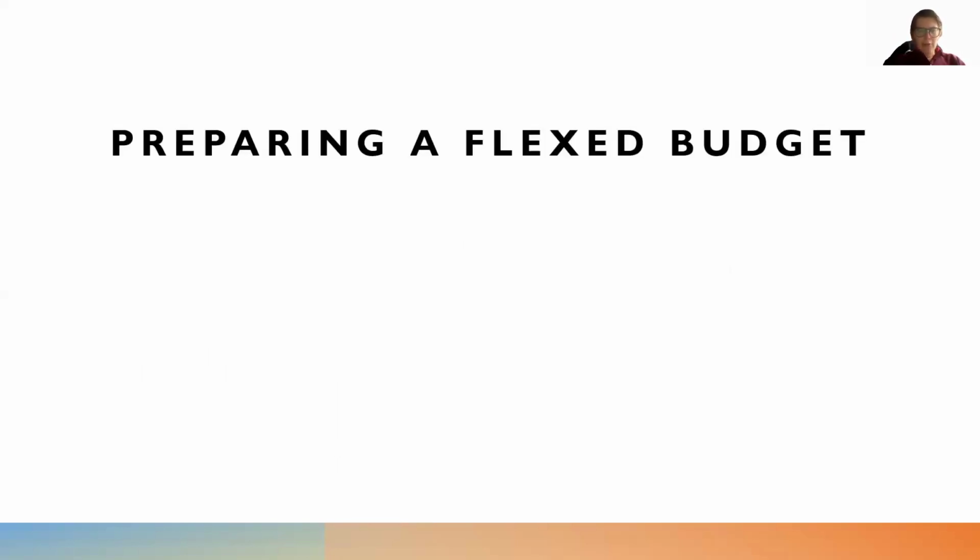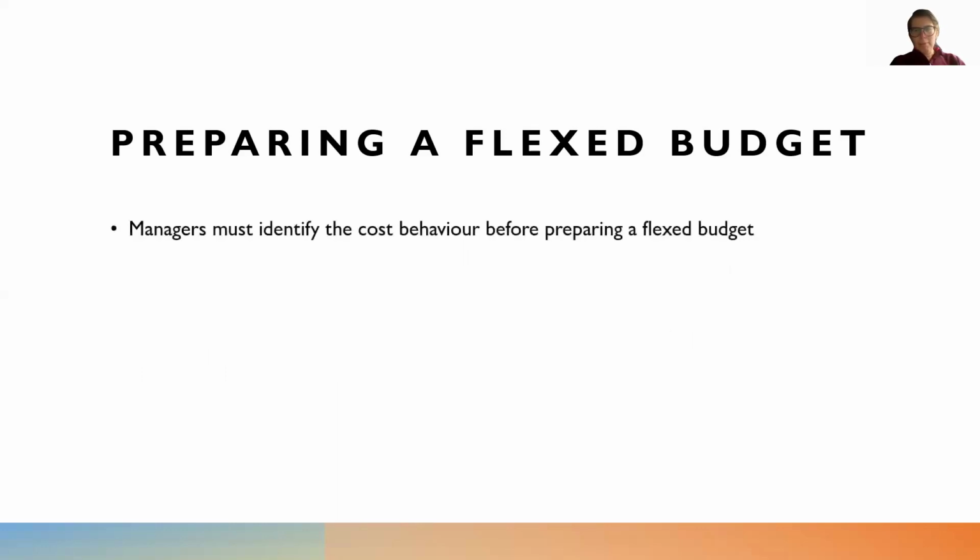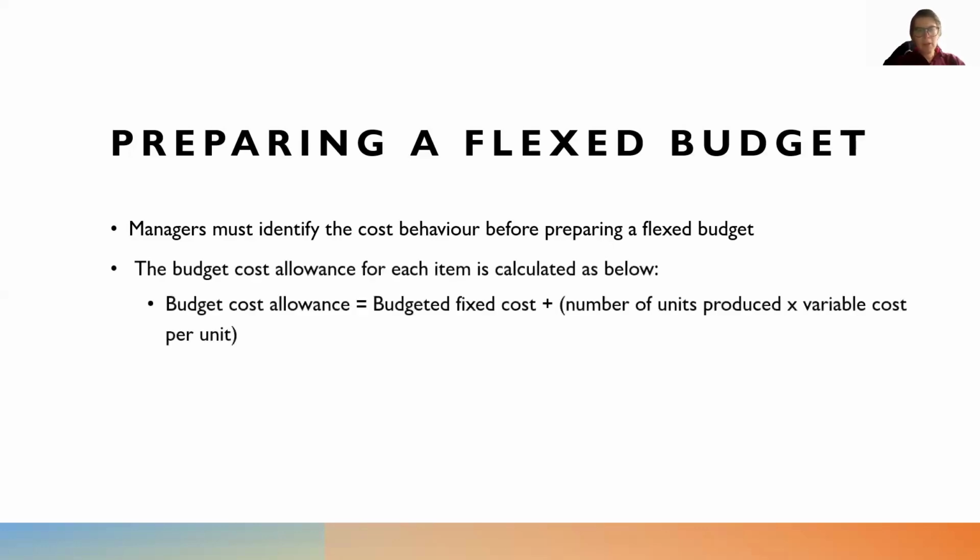How do we prepare a flexed budget then? Well, managers must identify cost behaviours before preparing a flexed budget. What is fixed, what is variable, what is semi-variable, and what is stepped? The budget cost allowance for each item can be calculated as below. We take our budgeted fixed costs and then we add our number of units produced multiplied by our variable cost per unit. So essentially our total variable cost of the product that we are producing.